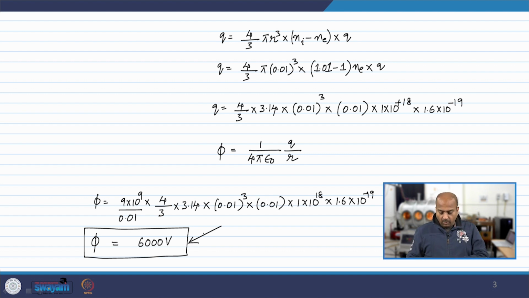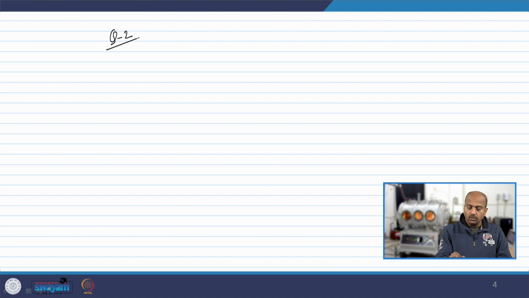Now, let us take one more example to understand the concept of Debye length, or how the plasma criteria can be used to qualify an ionized gas as plasma. Okay. Question number 2, example 2.